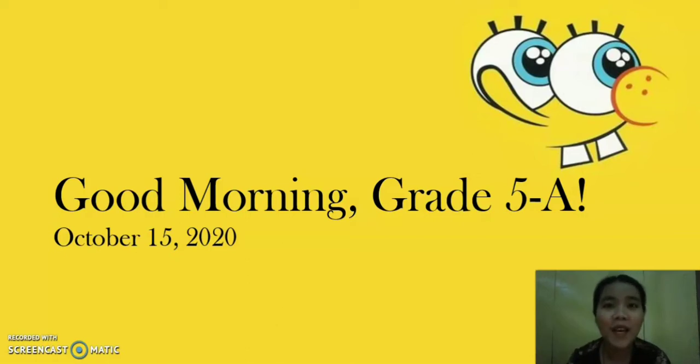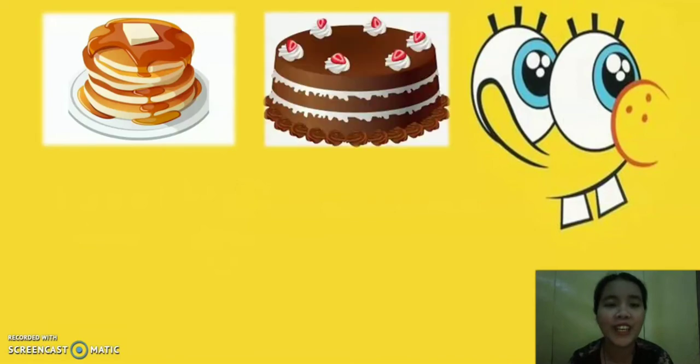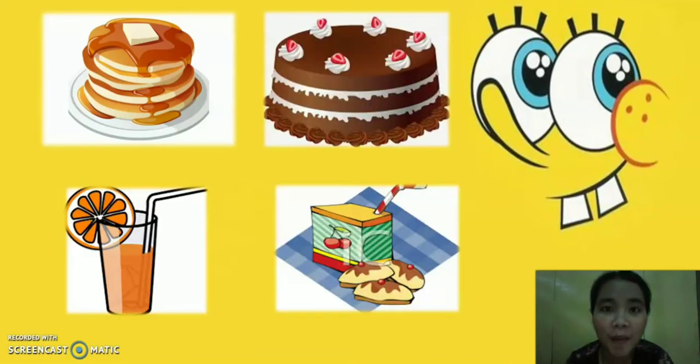And class, before I share with you what our lessons will be for today, I have here 4 pictures. So these 4 pictures look yummy. Can you give me the noun of these 4 pictures? Okay, how about the first picture? What is the noun of this first picture? This is, yes, it is a pancake.